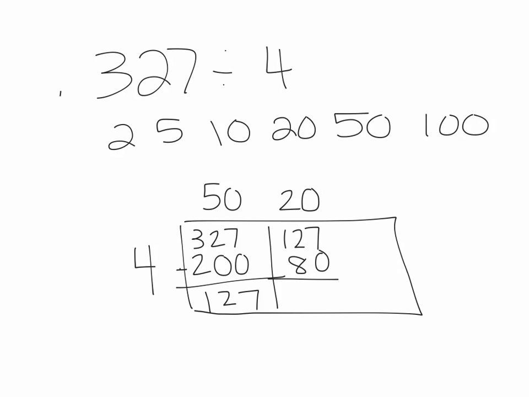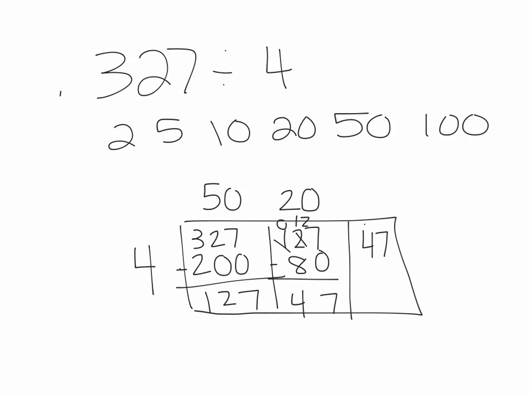And now once the kids get better, they're going to realize that there's more numbers in between 20 and 50 that they can try. But just to keep it easy in the beginning, we just kind of stick with some pretty simple benchmarks. So go ahead and subtract. We still have 47, so we still need to keep going.